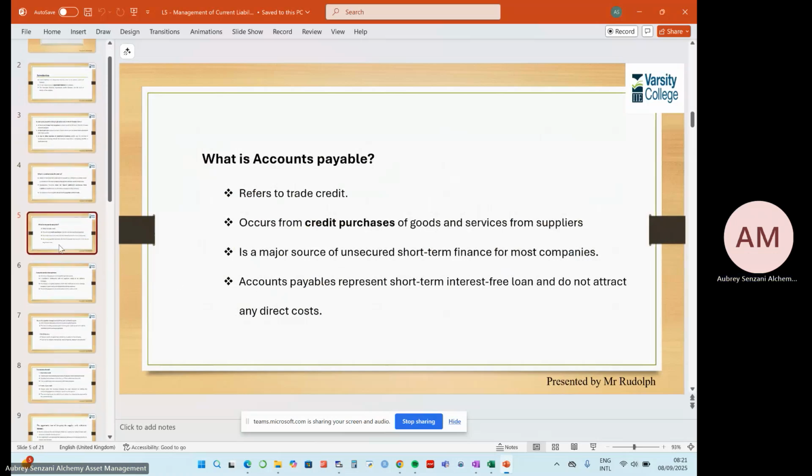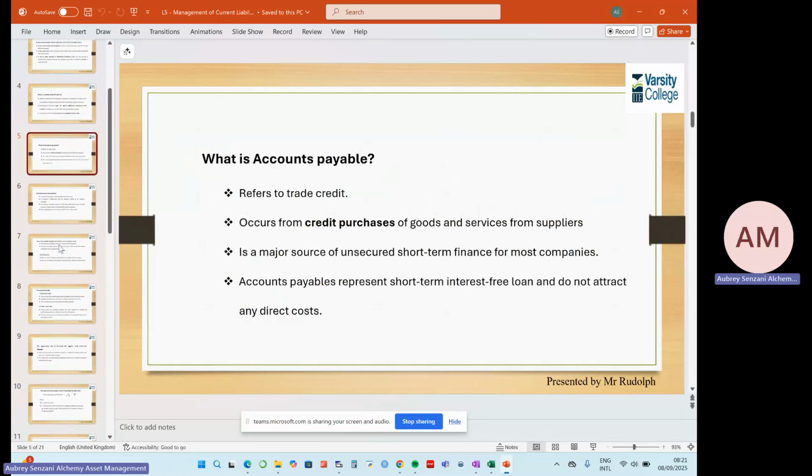So, what are accounts payable? Here we're talking about trade credit, which occurs from credit purchases of goods and services from suppliers, and is a major source of unsecured short-term finance for most companies. It is a major source, and I am sure there's no need to really unpack that, because this is the purchase of the stuff that you actually sell on credit. So it only makes sense that it is a major source of unsecured short-term finance.